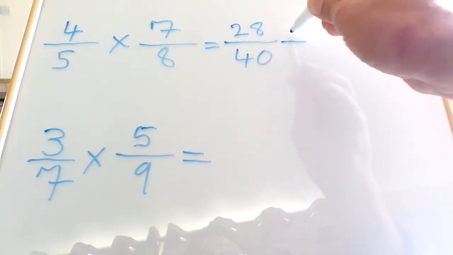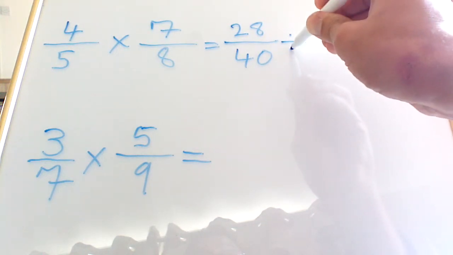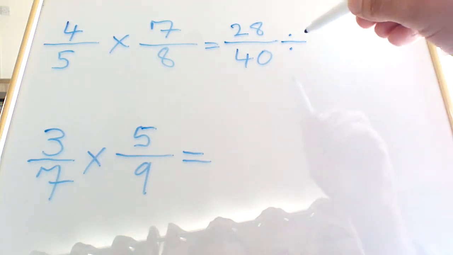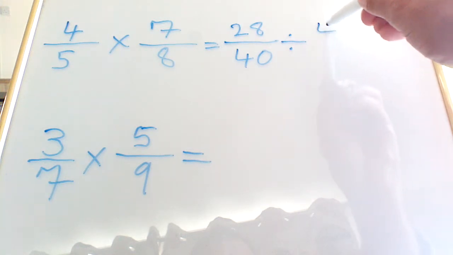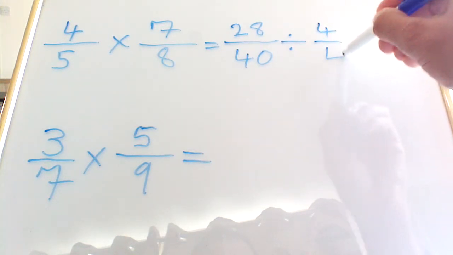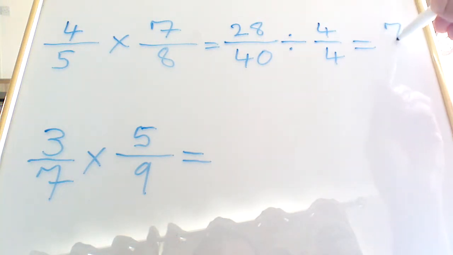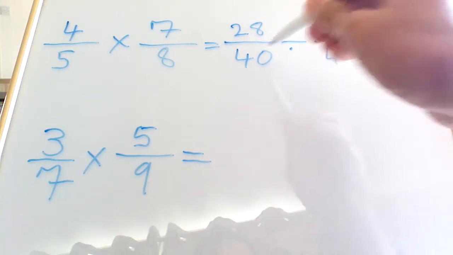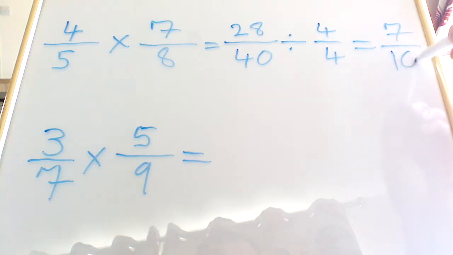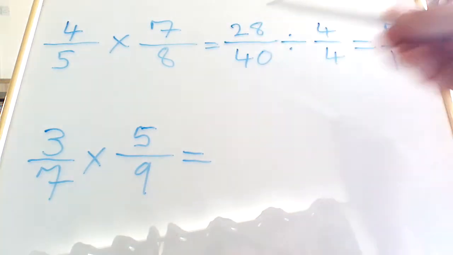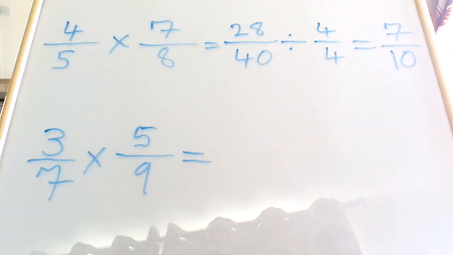Okay, there is another tutorial showing you how to do that. But I'm going to go straight into it. I don't really want to diversify from this tutorial. So the highest common factor in this case is going to be 4. 4 will go into 28 and 40. 4 will go into 28 7 times. 4 will go into 40 10 times. And there you have it. That's your answer. So 4/5 multiplied by 7/8 turns out to be 7/10.